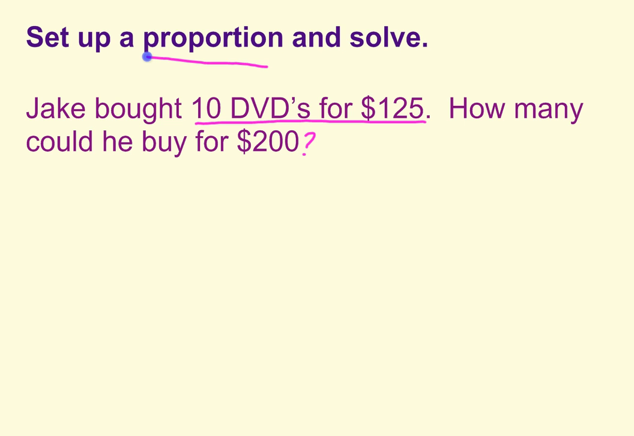So on these more basic problems like this, where they tell you one thing, Jake bought 10 DVDs for $125, let's take that information and represent that as a fraction, as a ratio. So we've got DVDs and dollars, so I'm going to put the 10 on top. Off on the side, I'm just going to make a note. I have the DVDs on the top, over $125, so I'm going to put my money on the bottom.